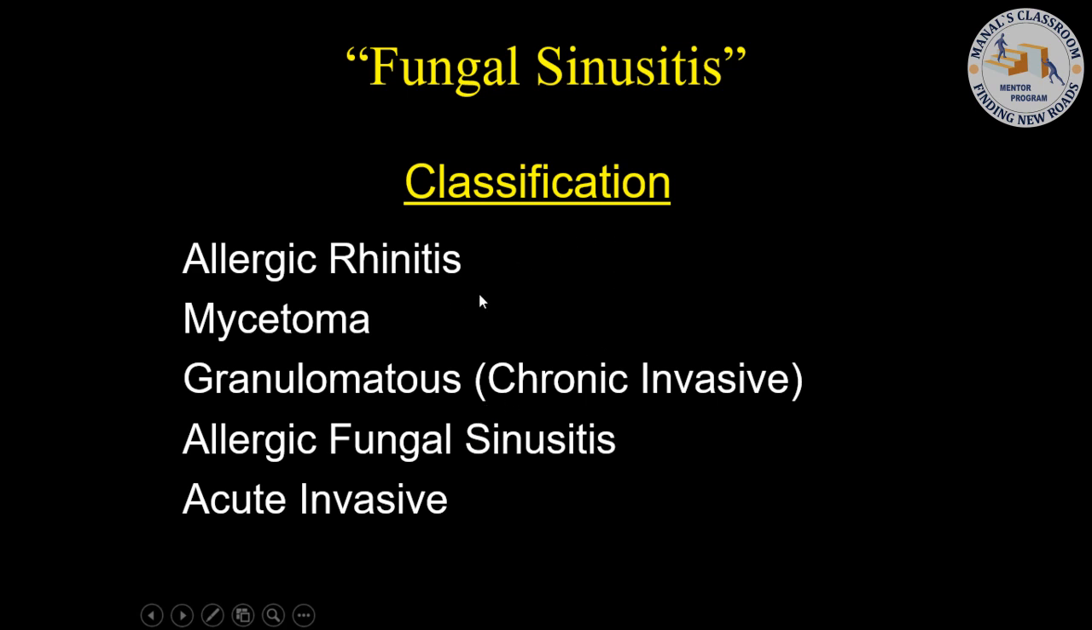So the classification that I like to use was published about 20 years ago in the New England Journal of Medicine by DeShazo, and he separated out fungal sinusitis into 5 different types. So there's an allergic type, there's a mycetoma, there's granulomatous, there's allergic fungal sinusitis, and then the last one is the acute invasive fungal sinusitis. And since that time, there have been modifications to this. There was an article in 2009 in Laryngoscope, and I have modified this classification to include this as well.